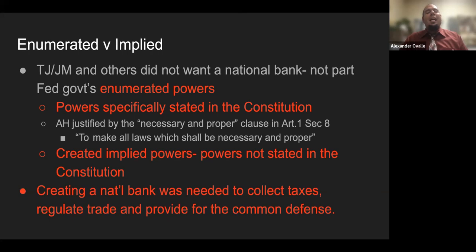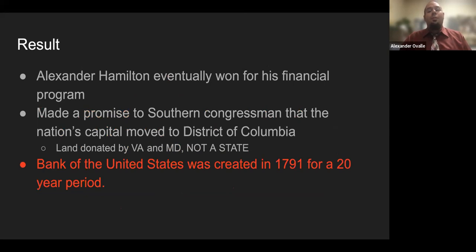Everyone knew that creating a national bank was needed to collect taxes, to regulate trade, and to provide for the common defense. That is Alexander Hamilton's argument. The results, eventually, Alexander Hamilton wins his financial program. He made a promise to Southern congressmen that the nation's capital would be moved to the District of Columbia, which was land donated by both Virginia and Maryland. Remember, District of Columbia is not a state.